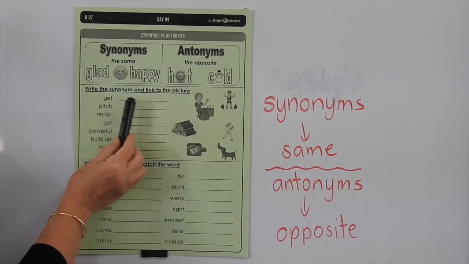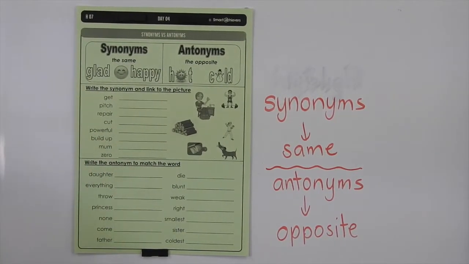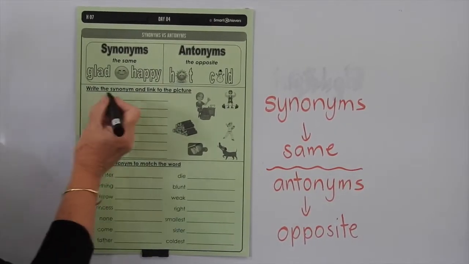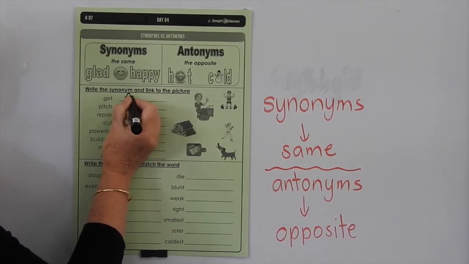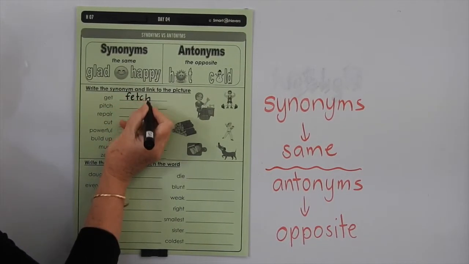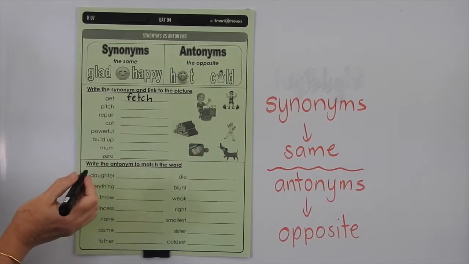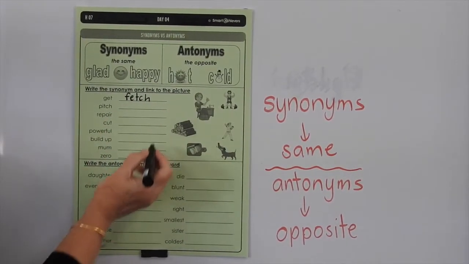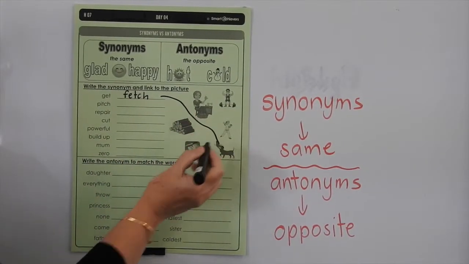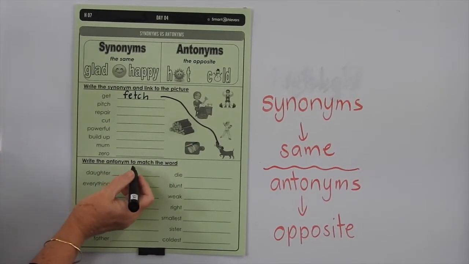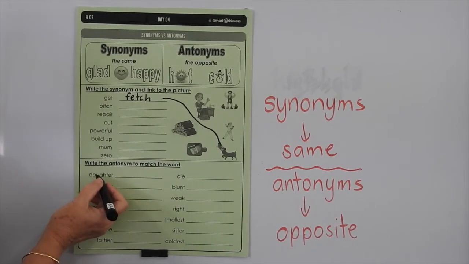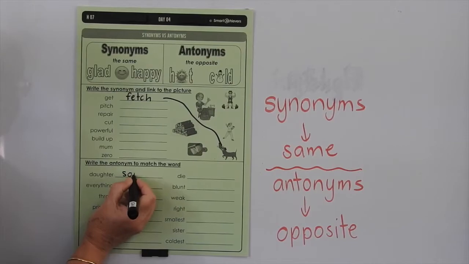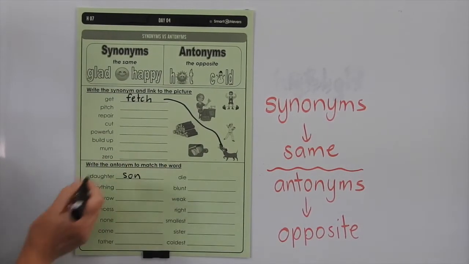So get, now remember looking at this page here because it might help you. We know on there is the word fetch. So we could write fetch in there. Okay, you can have a think about those ones and then link it to the picture if you can. So the dog has found his bone. Write the antonym to match the word. So the opposite of daughter is son. And you can finish the rest of those on your own.